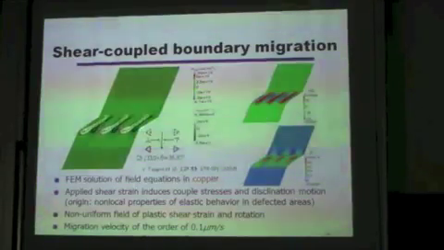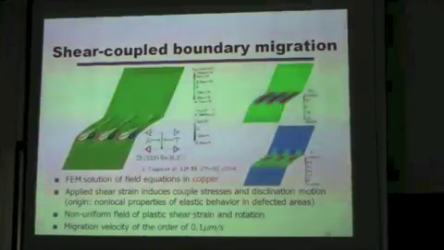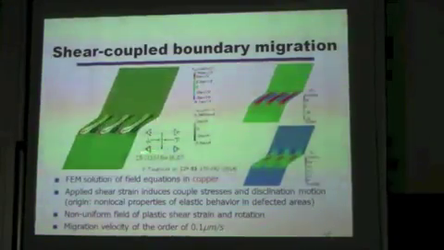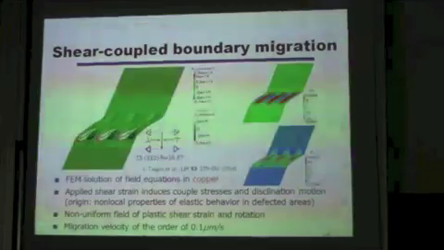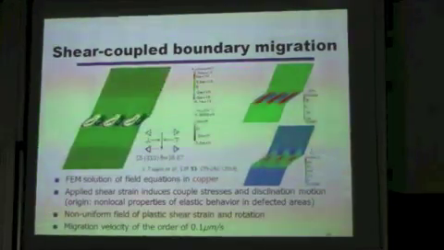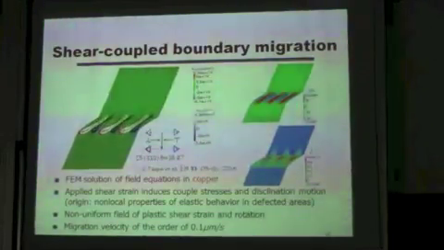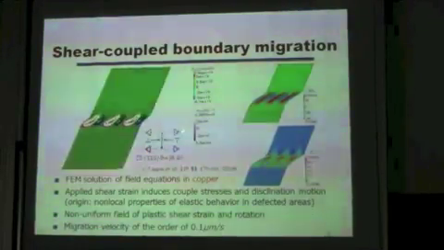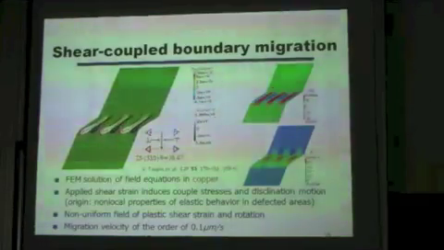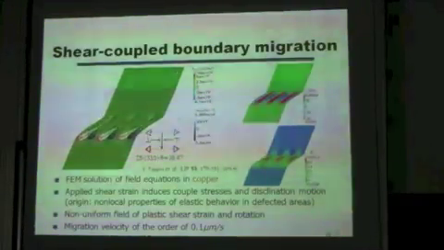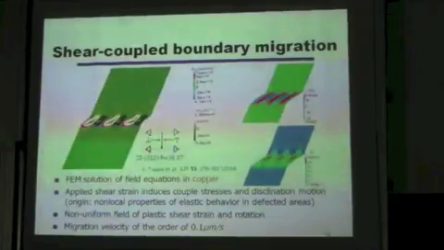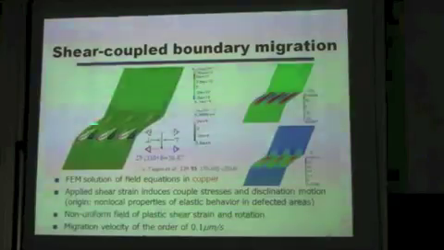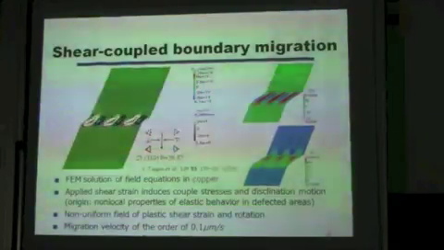So the exact mechanism is shown here. You have a dipole of disclinations, and they are moving downward. In the process, while they are moving, they generate dislocations. Actually, only partial dislocations because the Burgers vector is very small, and this dipole of dislocations actually annihilates. And in the process of annihilating, they produce the shear. So you have shear which is produced in the area that is swept by the boundary.